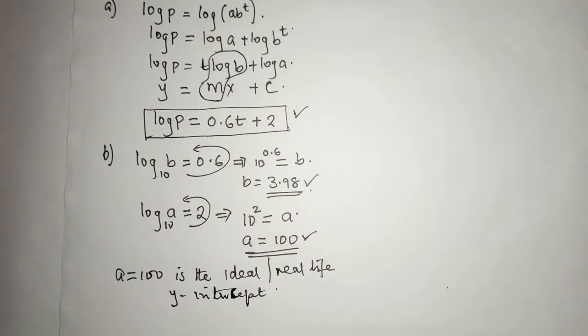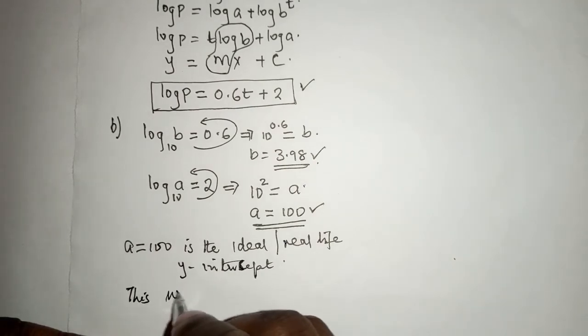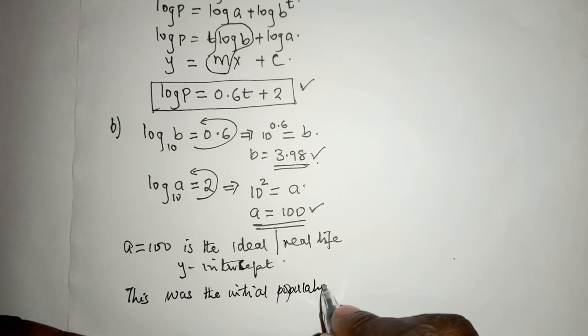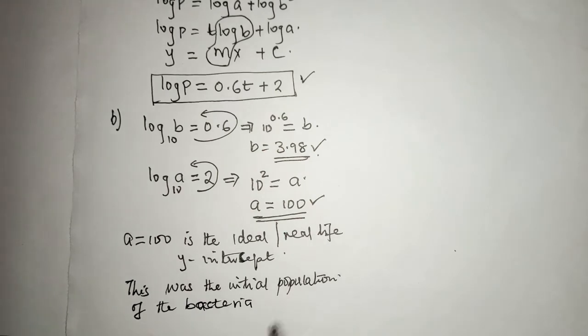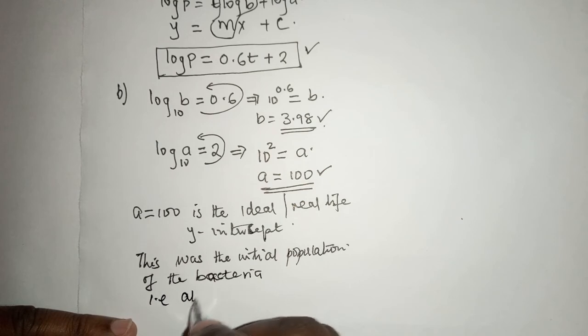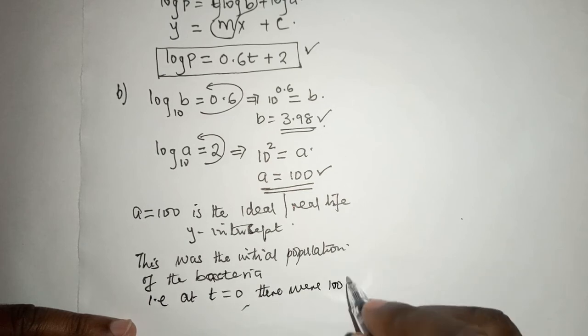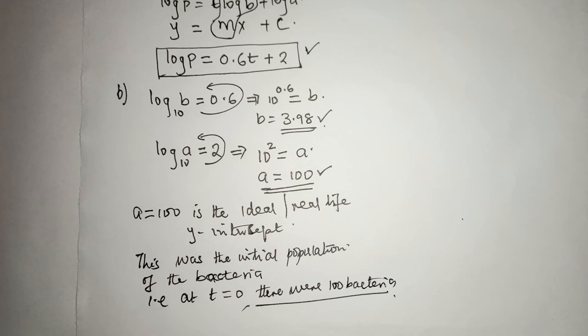And of course, when we talk about y-intercept, whereby we are having 100, it means then this was the initial population. This was the initial population of the bacteria. What does this mean? At time 0, that is, at t is equal to 0, there were 100 bacteria. That is just what it means. And we have interpreted the meaning of the constant A ideally. So it's important that we follow and be able to interpret. That is it, the end of example 8.